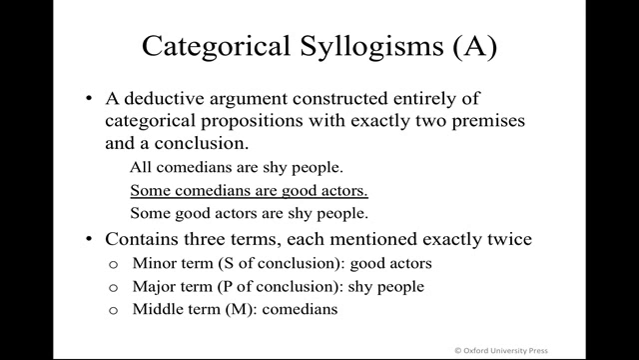First, we're going to define the categorical syllogism. When we have a categorical syllogism, we have a deductive argument that is constructed entirely of categorical propositions. The categorical syllogism has two premises and a conclusion. So let's take a look at this example.